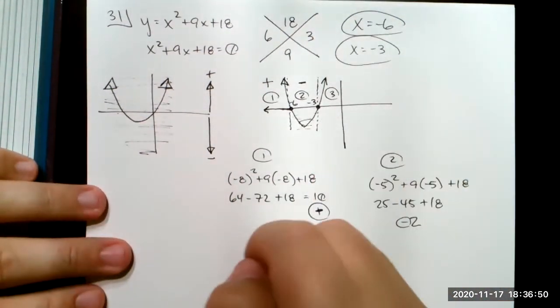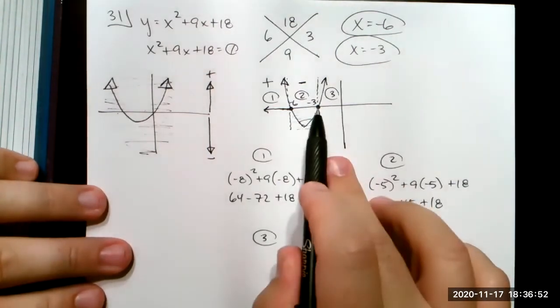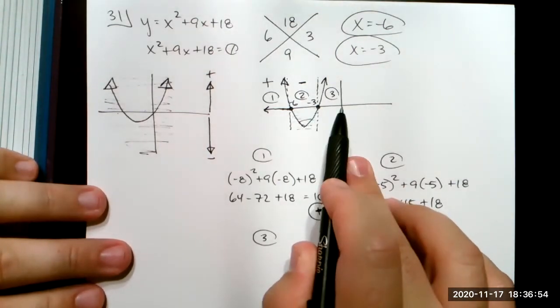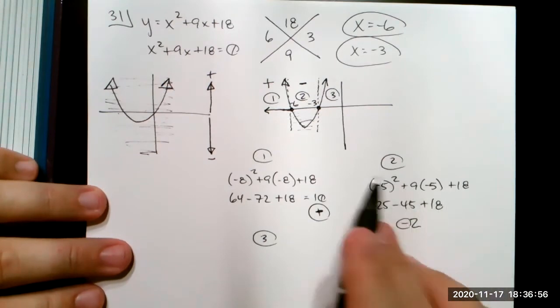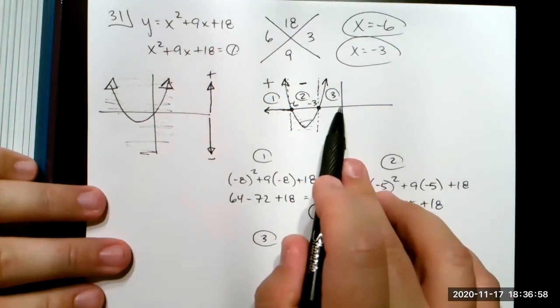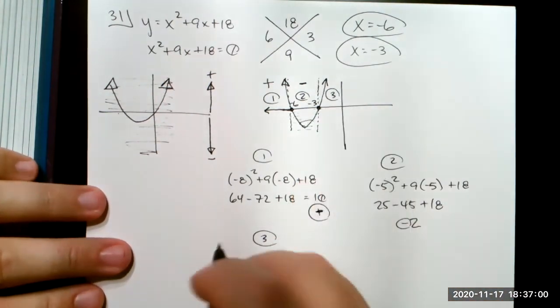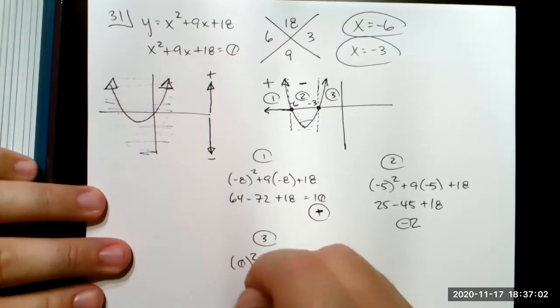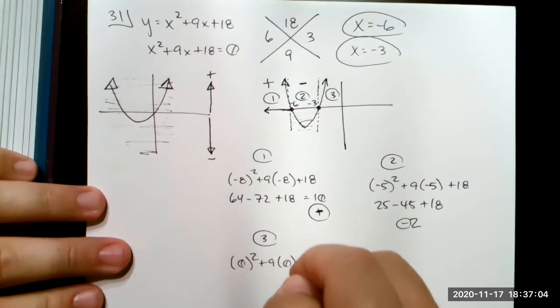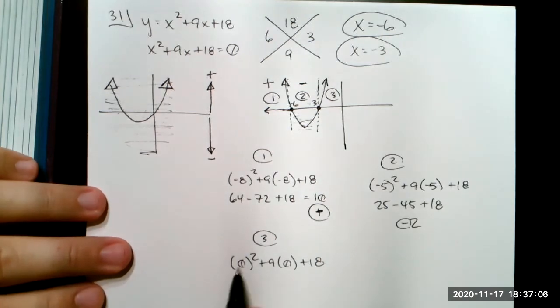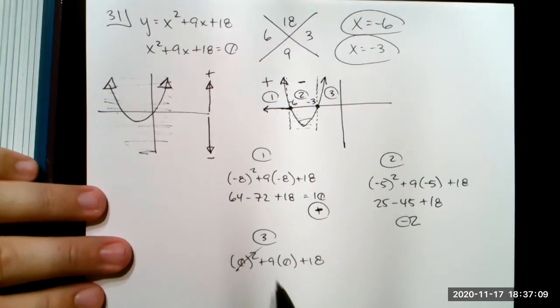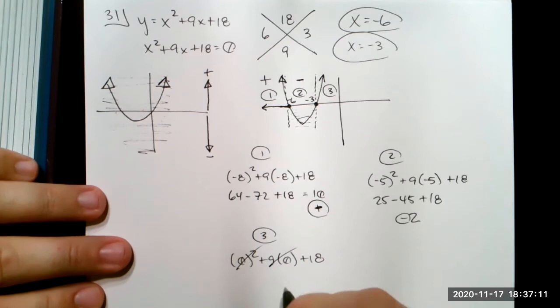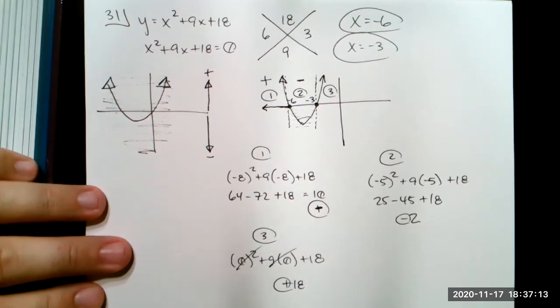And then for interval 3, pick a number that's greater than -3. I think 0 is going to be the easiest. So that's greater than -3. So I'm going to plug in 0. 0 squared is just 0. 9 times 0 is 0. So it really just gives me +18, which again, the information we want is that it's positive.